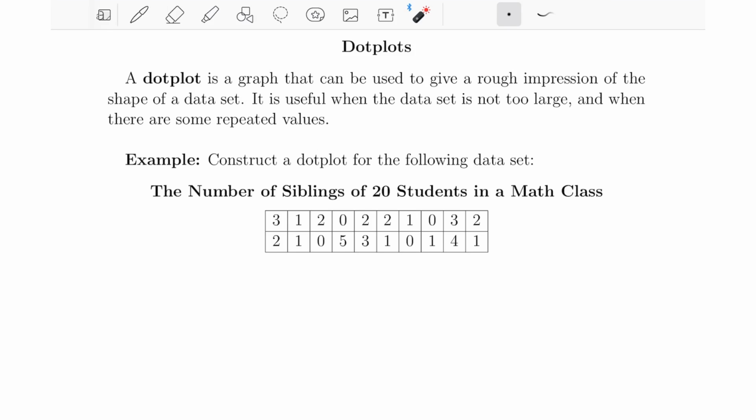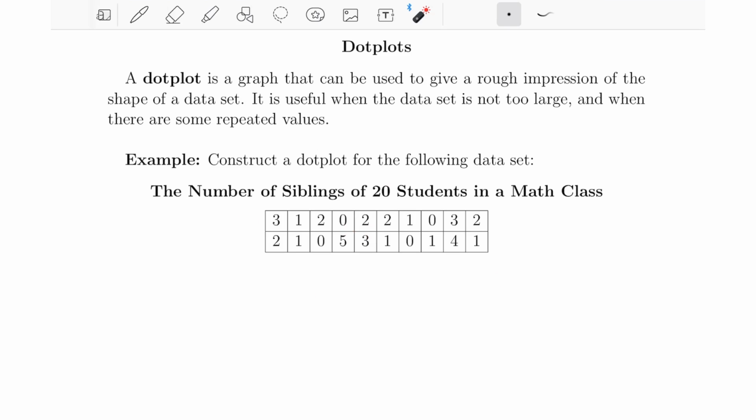All right, so now we're gonna move on to talking about dot plots. A dot plot is a graph that can be used to give a rough impression of the shape of a data set. It's useful when the data set is not too large and when there are some repeated values. So we don't want to use a dot plot on the last couple of data sets we looked at, and once we actually create one, you should see why that's the case, right? Typically, it's data sets like this where they're not too big and we have a lot of repeated values. These are typically good candidates for a dot plot.